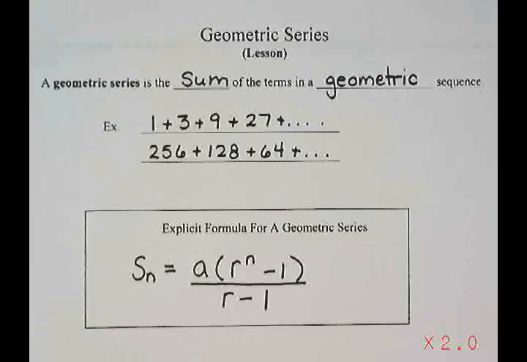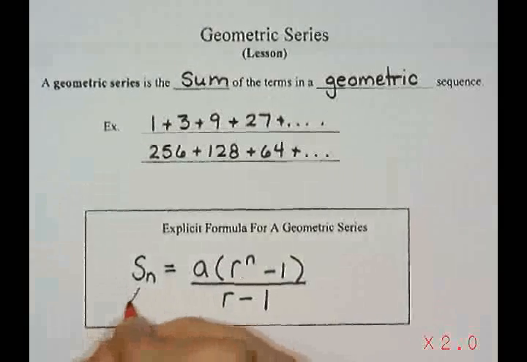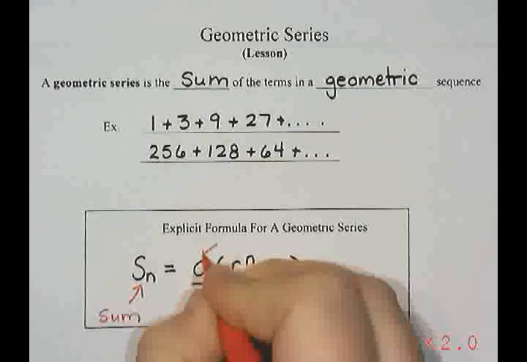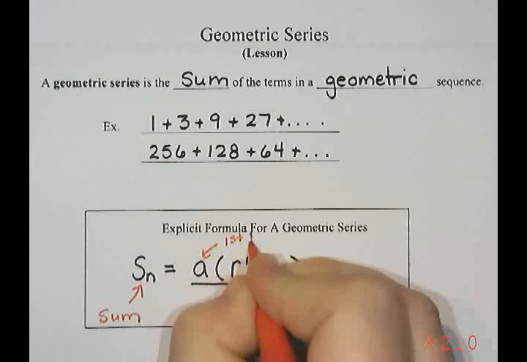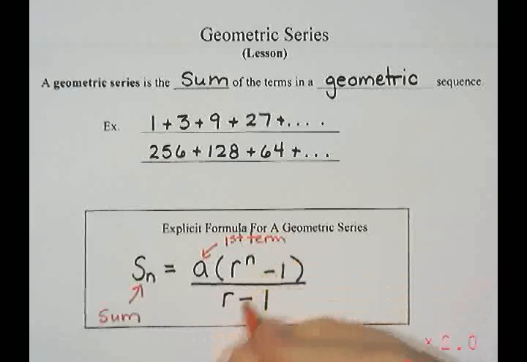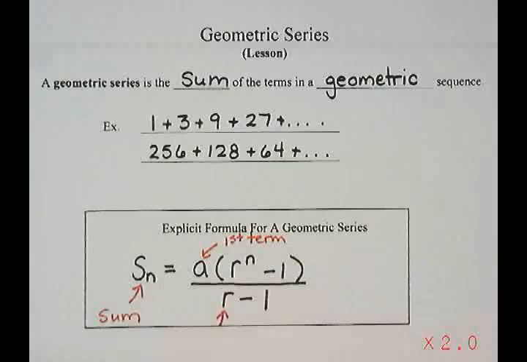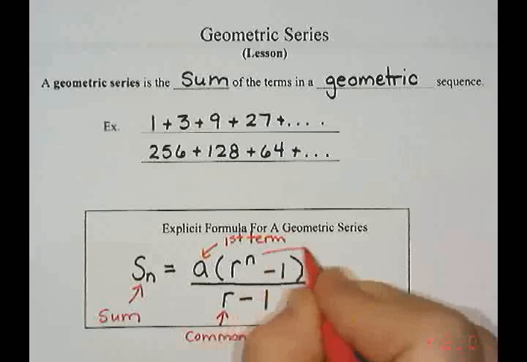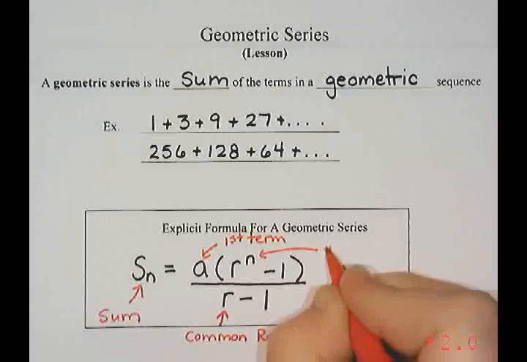And I am just going to make some notes here that S stands for the sum. A is our first term. R is our common ratio, what we're multiplying by every time. And n is the number of terms.